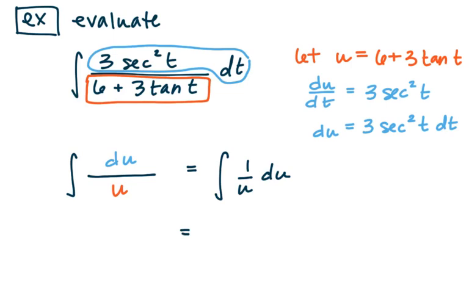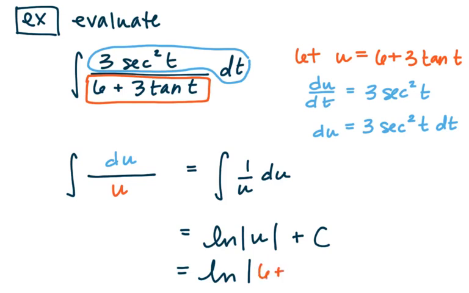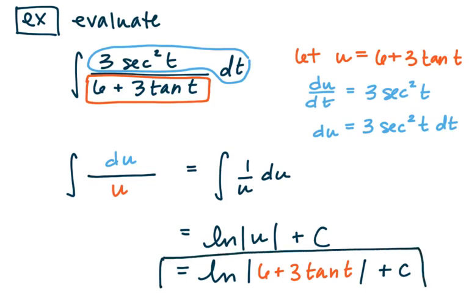Of course, we know that integral because we know our rule. So this would be the natural log of u, absolute value, because the argument must be positive, plus c. And my last step would be to plug my u value in, and u is equal to 6 plus 3 times tangent t plus c. And because tangent can give us a negative output, we need to make sure we leave those absolute value bars in our answer.